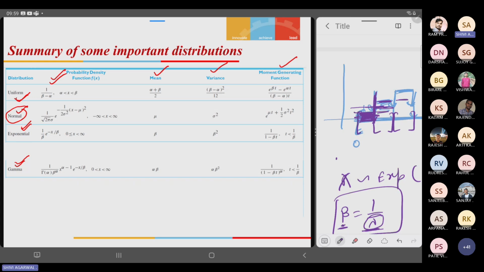So you can use the CDF also. That is (x minus alpha) upon (beta minus alpha). In the normal distribution we are using the table. In the gamma distribution we are also not using it, and only 1 minus e to the power minus x by beta.